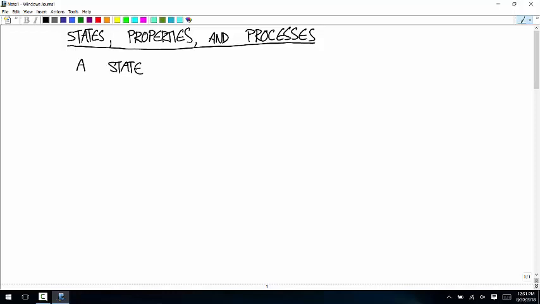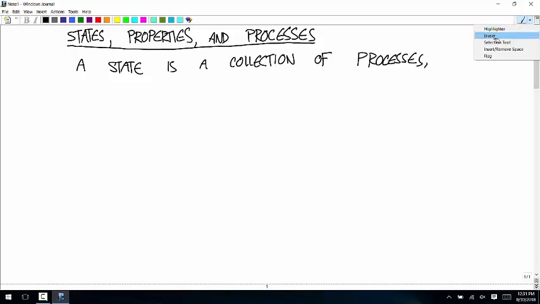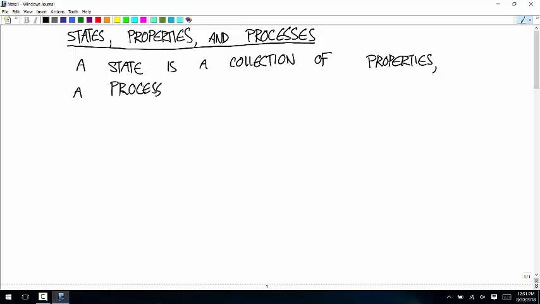So the easiest, shortest way to think of it is, sorry, a state is a collection of properties. And a process is the transition between two states.